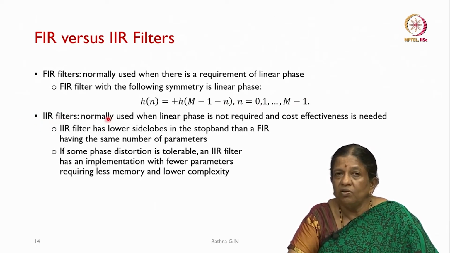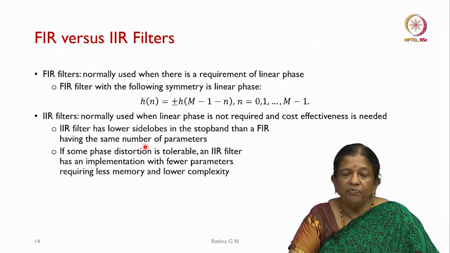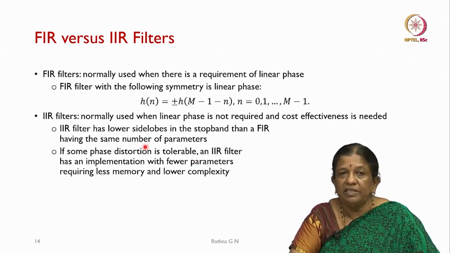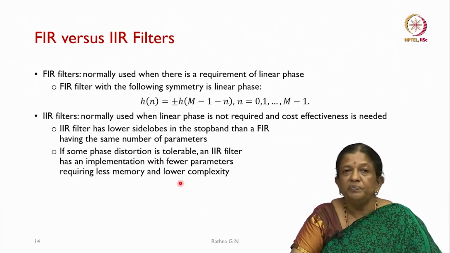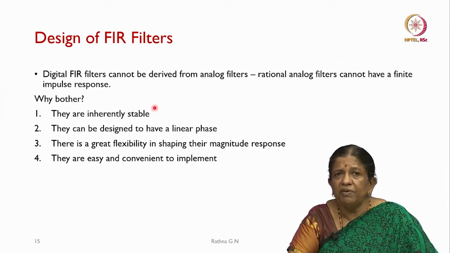Whereas IIR filters are normally used when linear phase is not required and cost effectiveness is needed. We say that compared to FIR filters, they have lower side lobes in the stop band, and for the same type of design, we will see later also, we will meet the specification with IIR filters with a smaller number of coefficients. If some phase distortion is tolerable, then it is better to use an IIR filter implementation, with fewer parameters requiring less memory and lower complexity.